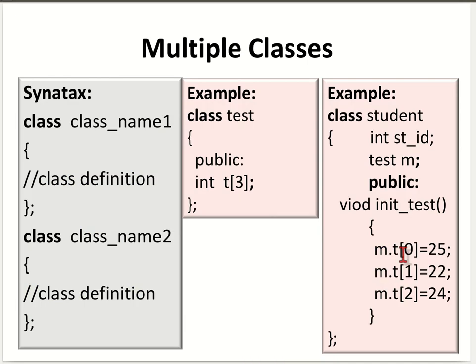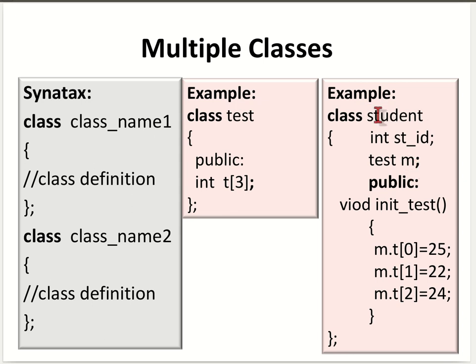This is multiple classes. Multiple classes means inside the same program we have different class definitions and we can use them. In this case we can see there is a class name, the class definition, semicolon, the second class name, class definition, like that we can create. Here also we have created two classes, test as well as student, in the same program itself.